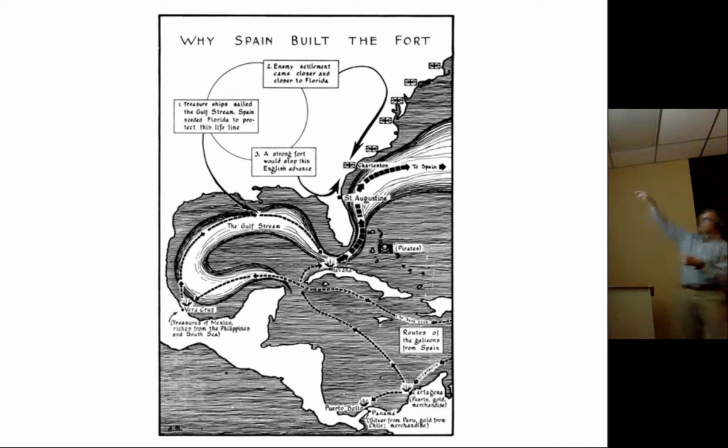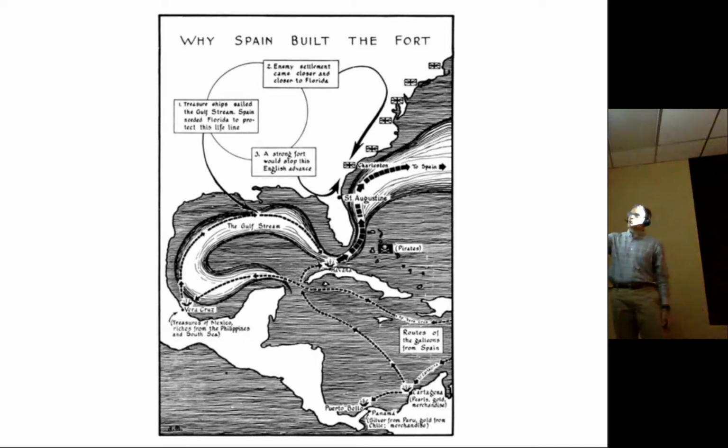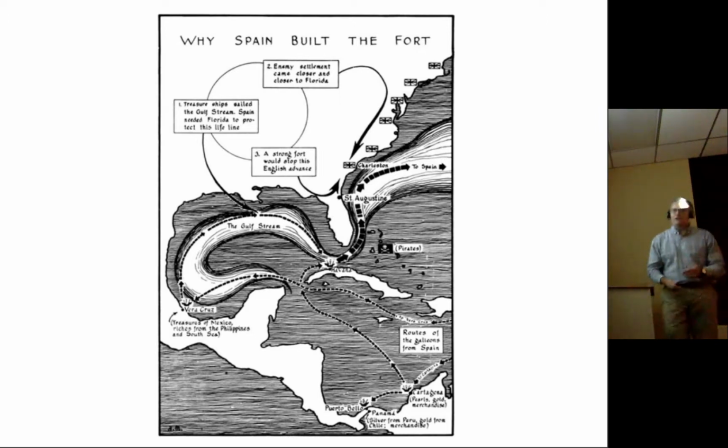So essentially the loop looks something like this: from Spain down to Africa, across the Atlantic, and then to get back, you got to go back north. You go back north and then cross like this. So the choke point, the geographic choke point, is right here in the Straits of Florida. That's the dangerous place. Not just because of reefs, not just because of storms and hurricanes, but because of the English. The English. All right?